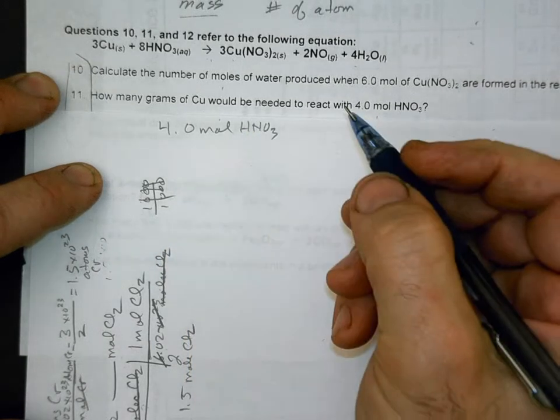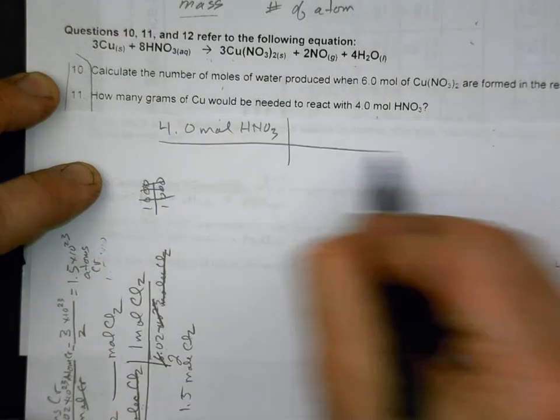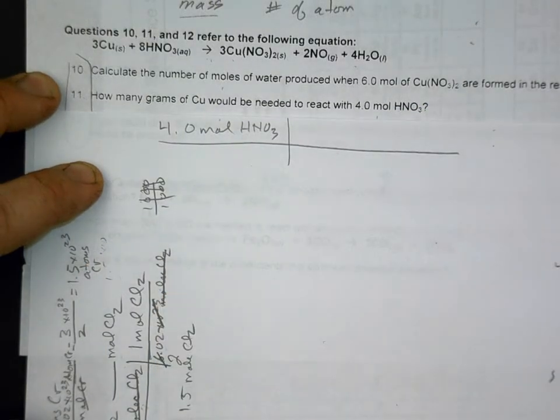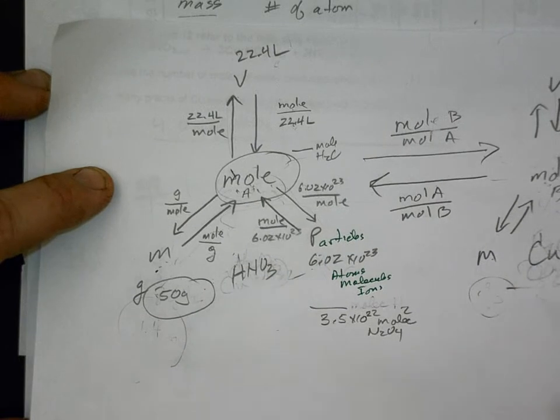Am I okay so far? You see it up there okay? Haven't made a mistake? Now we've got moles. We need to set up the molar ratio. So we need moles of copper over moles of HNO3.